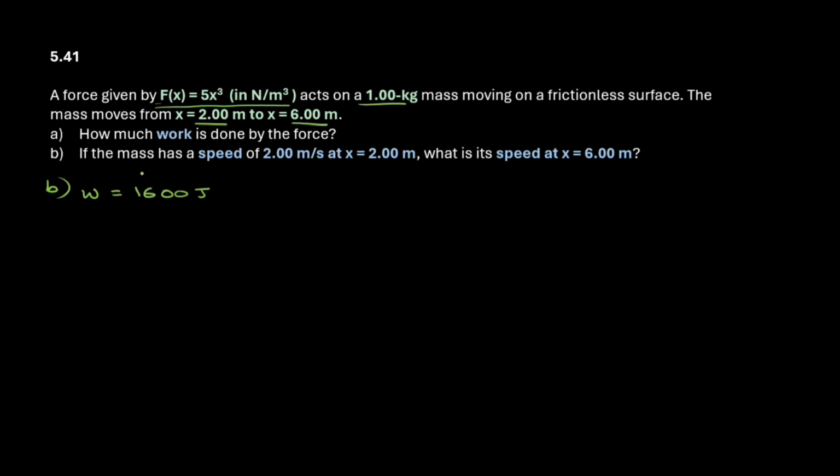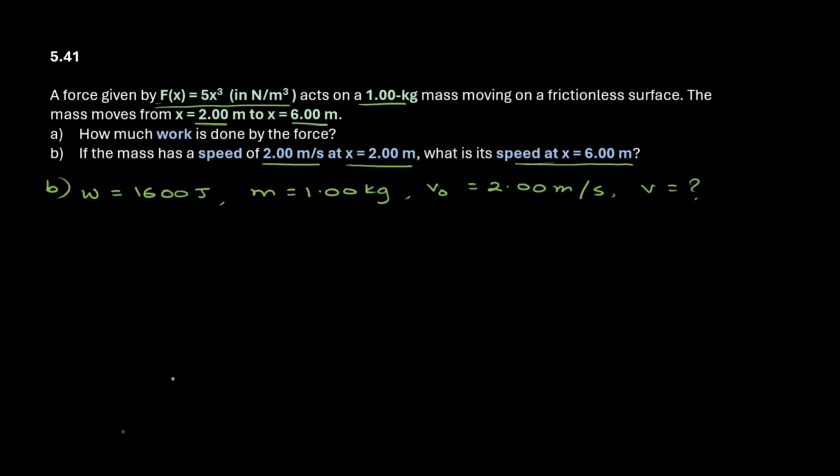In part B, the question is asking you, if the mass has a speed of 2 meter per second at x equals 2 meter, what is its speed at x equals 6 meter? So here the value of the mass m is 1 kilogram, and they have given you its speed at 2 meter, which we will call its initial speed, to be equal to 2 meter per second. We need to find what is the final speed, v.